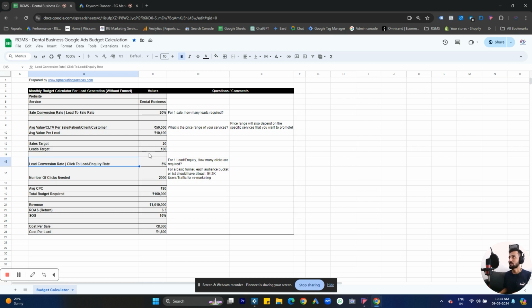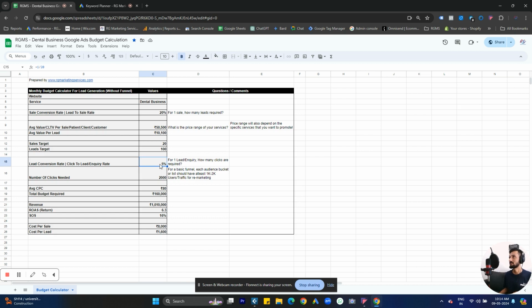Okay, so now the next important thing is to know how many clicks we need to get one inquiry or lead. That is the click to lead or inquiry rate, or you can also call it the lead conversion rate. In this example, for calculation, we have considered it as 5%, that is 1 out of 20 clicks we'll get an inquiry. So if 20 people click, we get an inquiry.